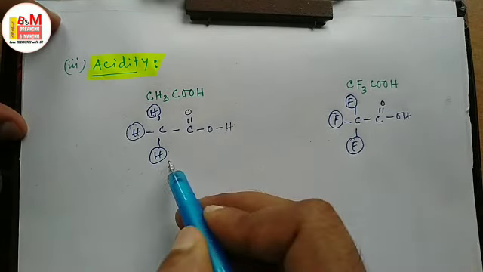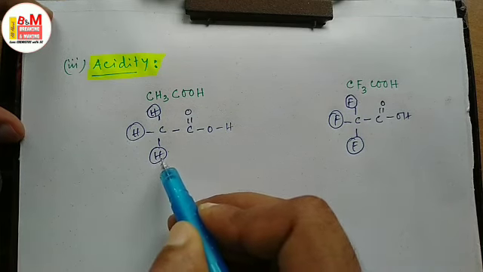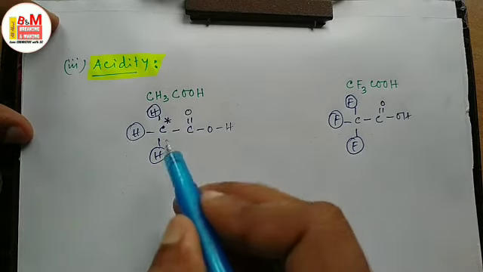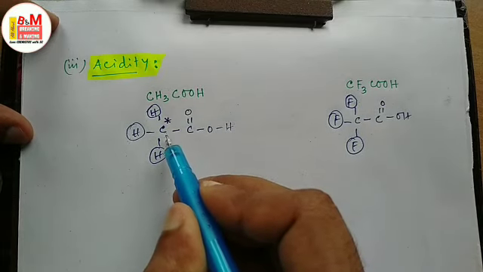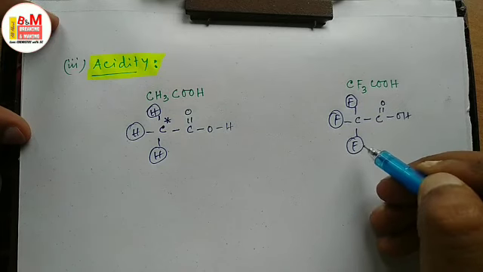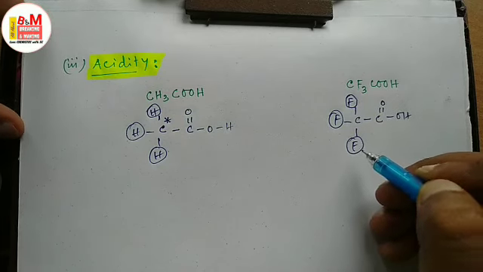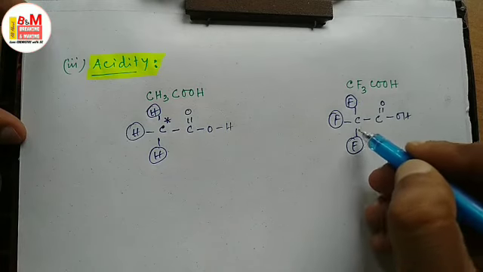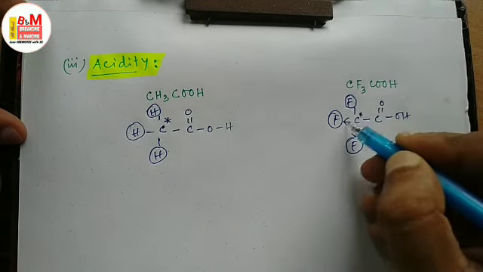Now here hydrogens are electropositive in nature, so this carbon center will be electron rich, but in case of this trifluoroacetic acid, these 3 electronegative or minus I effect containing fluorine atoms will drag the electron density from this carbon center.